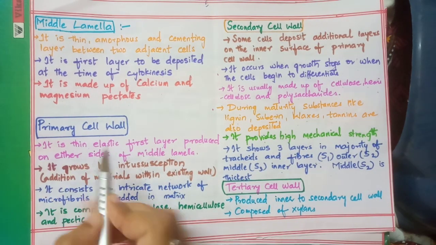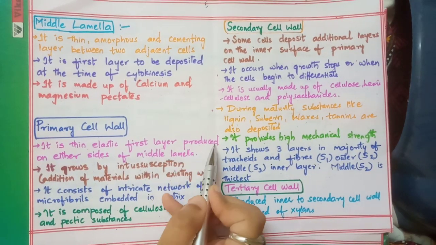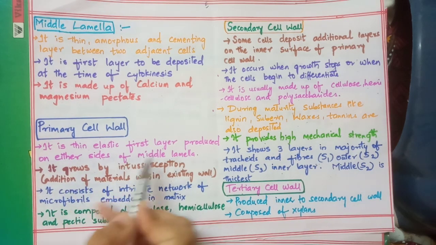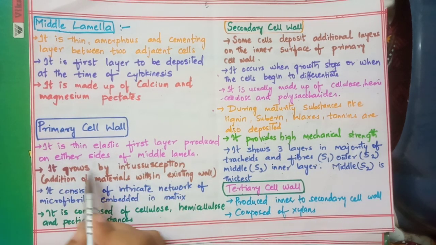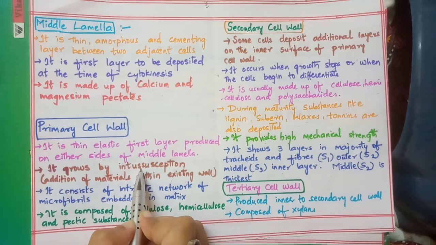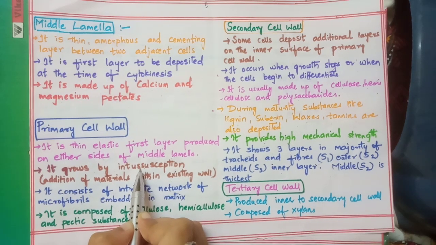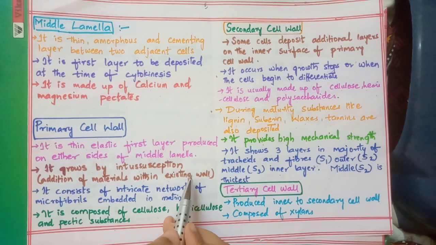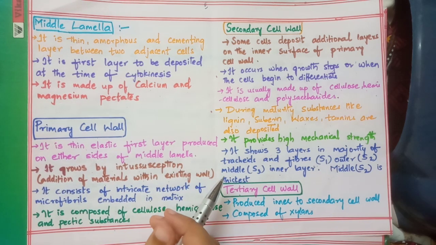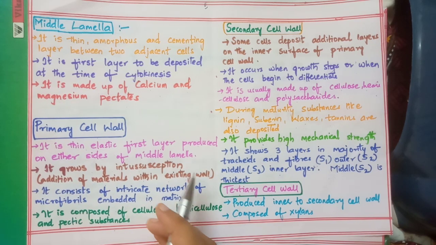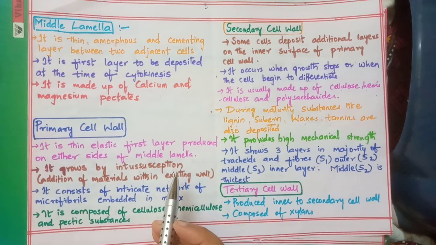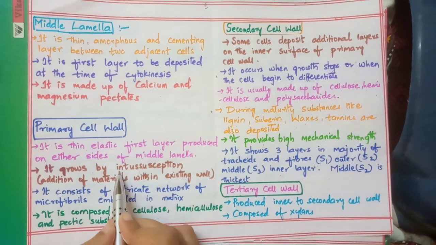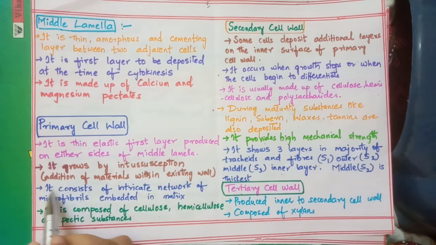It is thin, elastic and the first layer produced on either side of the middle lamella. It grows by intussusception. Here the term intussusception means addition of materials within the existing wall. It means that a layer is already there, but upon that layer there is further addition of materials. Growth in this way is known as intussusception.